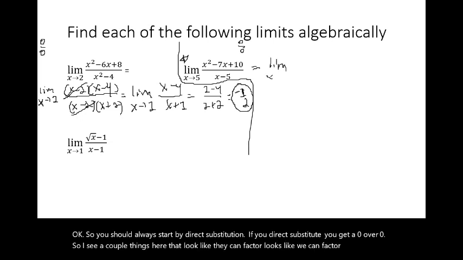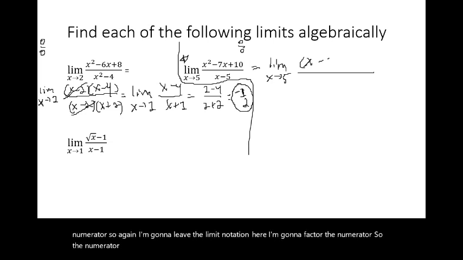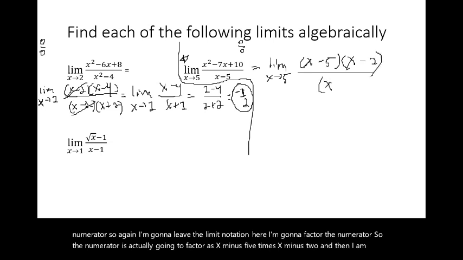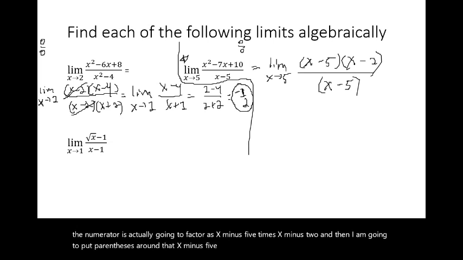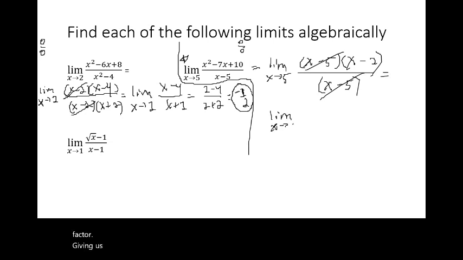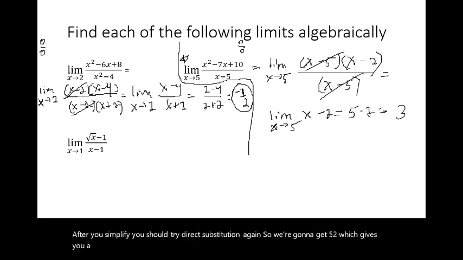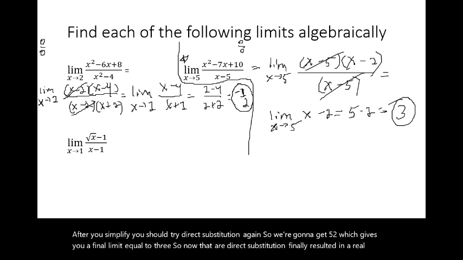So again, I'm going to leave the limit notation here. I'm going to factor the numerator. So the numerator is actually going to factor as x minus 5 times x minus 2. And then I am going to put parentheses around that x minus 5 in the denominator. So you can see the common factor is x minus 5, so I'm going to cancel out that common factor, giving us the limit as x approaches 5 of x minus 2. After you simplify, you should try direct substitution again. So we're going to get 5 minus 2, which gives you a final limit equal to 3. So now that our direct substitution finally resulted in a real number, that is what your limit is equal to.